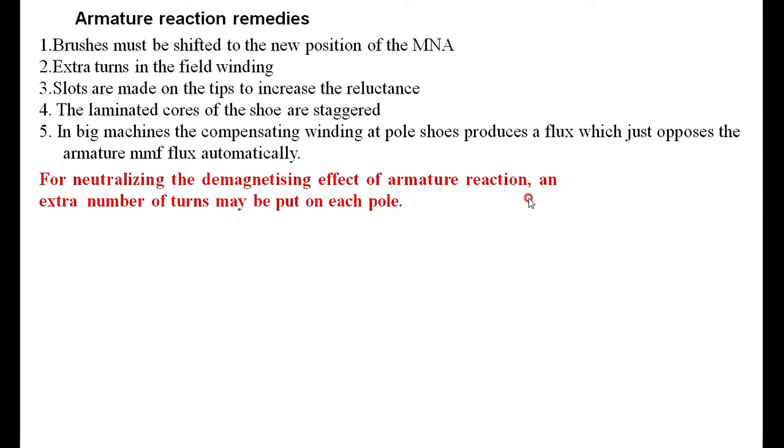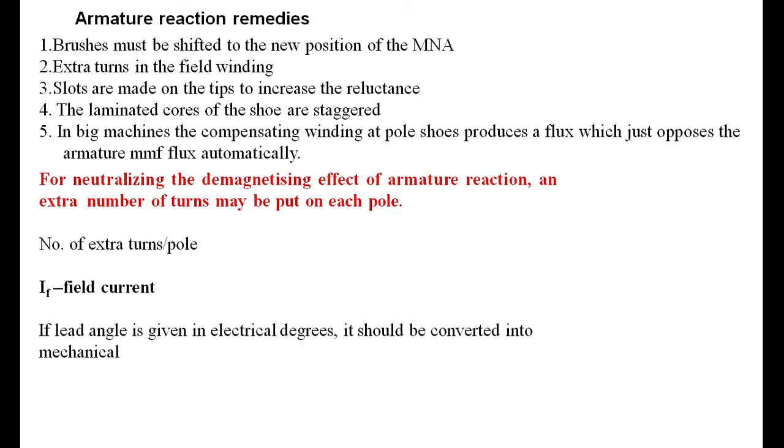Therefore, to neutralize the demagnetizing effect of armature reaction, an extra number of turns may be put on each pole. The number of extra turns per pole can be calculated if If is the field current and the lead angle is given. The number of extra turns per pole required is the number needed to nullify the demagnetizing ampere turns, that is ATd divided by If. These are the extra turns required on the field winding to nullify the demagnetizing effect, where If is the field current.